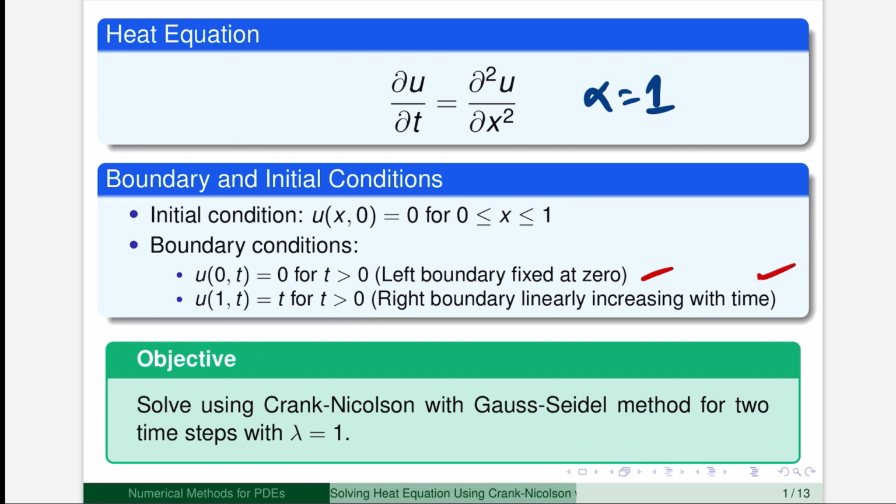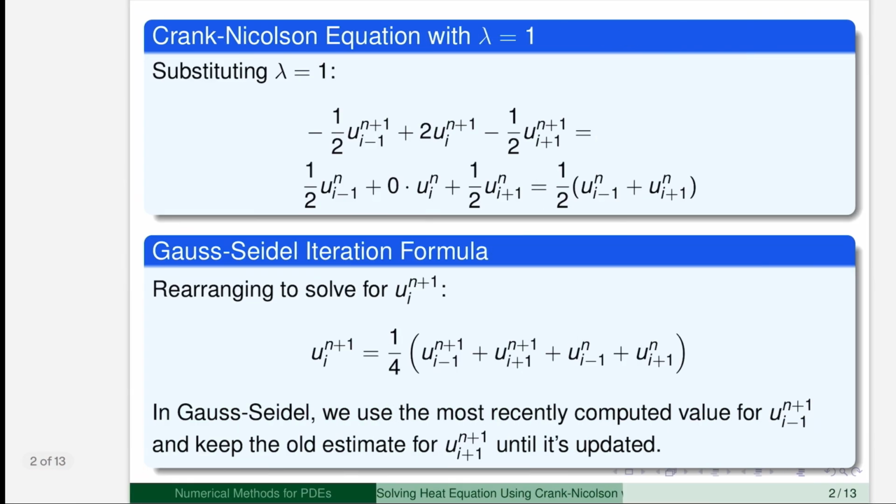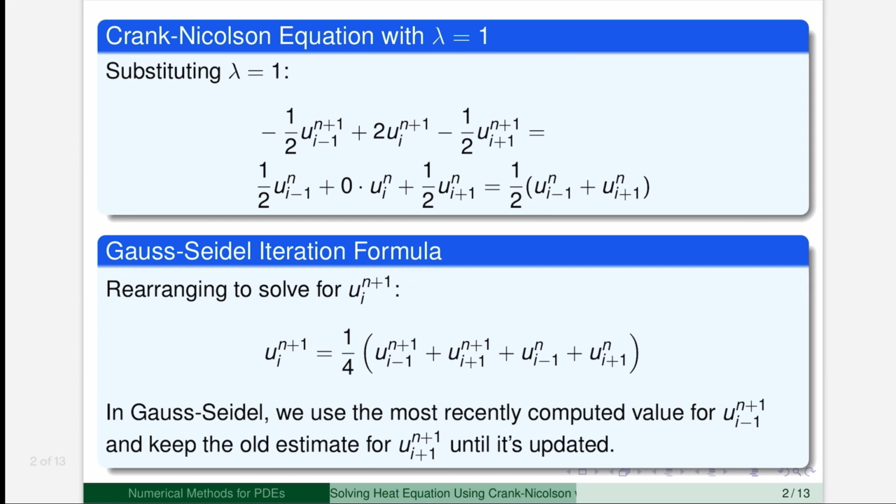Now here is the objective. Solve using Crank-Nicolson with the Gauss-Seidel method for two time steps with lambda equal to 1. We can solve by using TDMA, but here we will use the Gauss-Seidel method to solve the Crank-Nicolson equation.